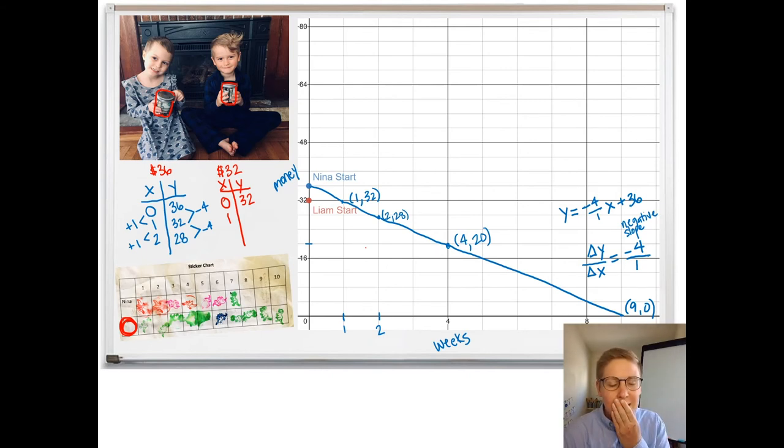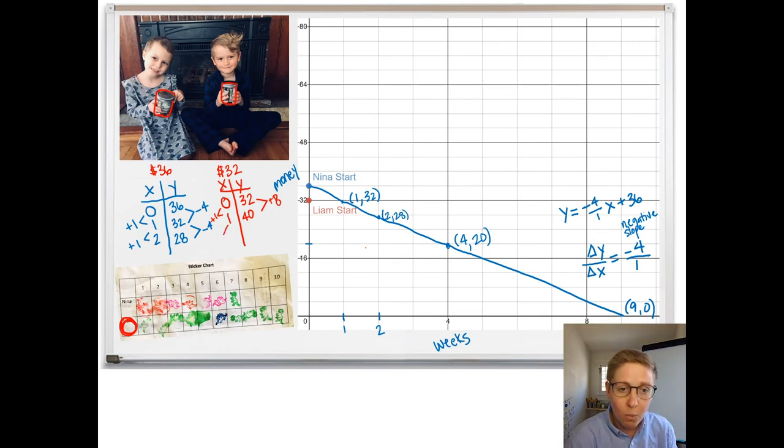Let's say that he saved $8 a week. Let's say he's doing enough stamps on that chore chart that he's saving $8 a week. So for change in X, 1 week, he's going to save $8. So 8 plus the 32 that he already had is $40. Now, if he continued saving at the same rate, his graph would be increasing over number of weeks. The more he saved, the higher his graph goes because his amount of money is increasing over time.